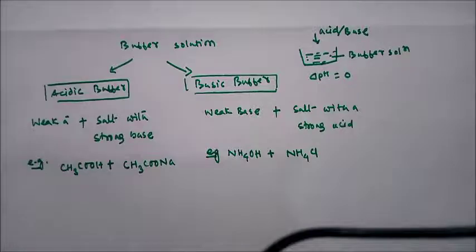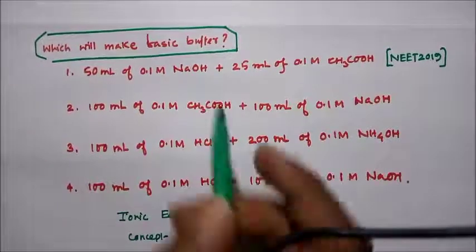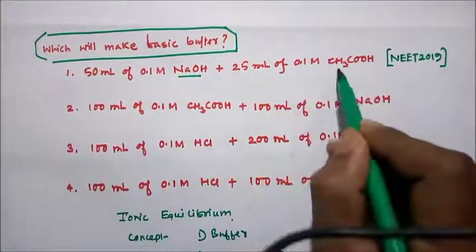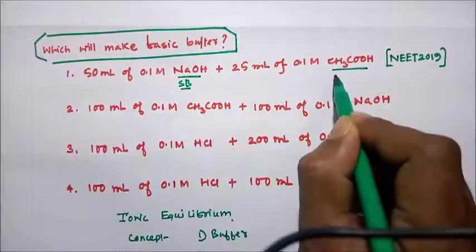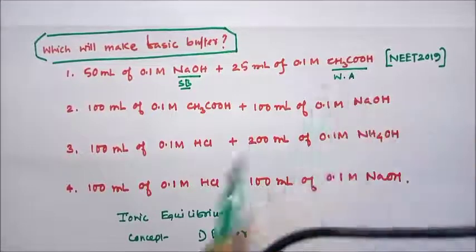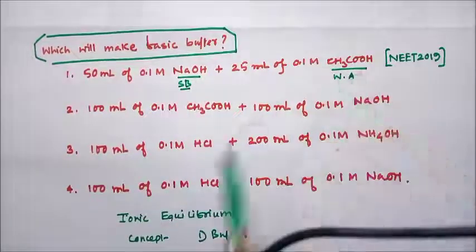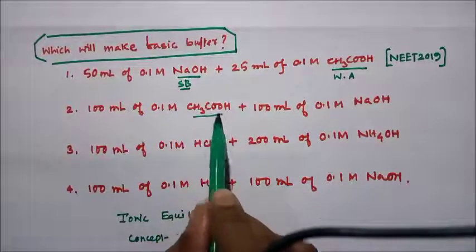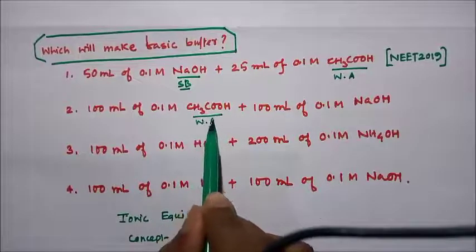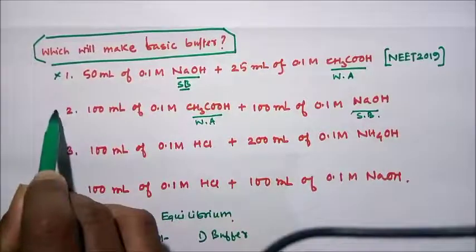So let us see the options here. You see, in the first option it is given that sodium hydroxide and acetic acid, it is a strong base and it is a weak acid. Okay, so these 2 compositions will not form a basic buffer because to be a basic buffer the base should be weak. So option 2 is also incorrect, as it is a weak acid and strong base.